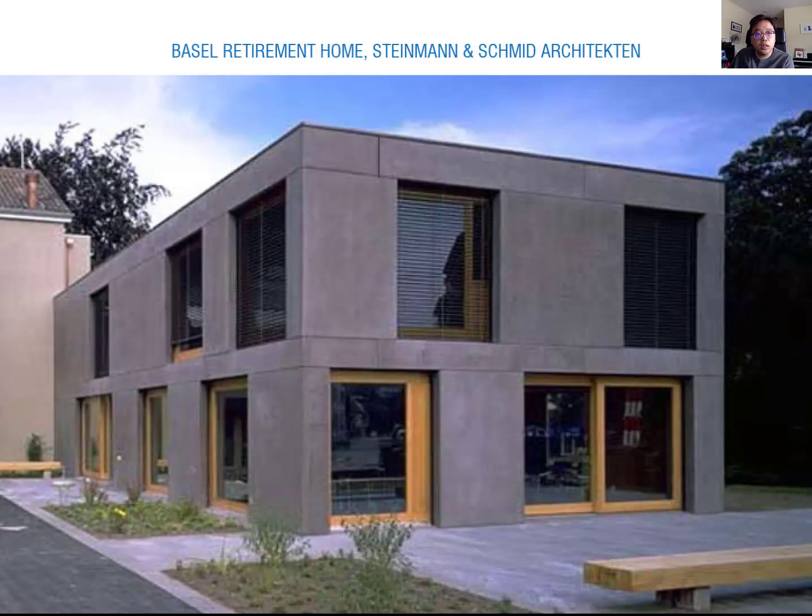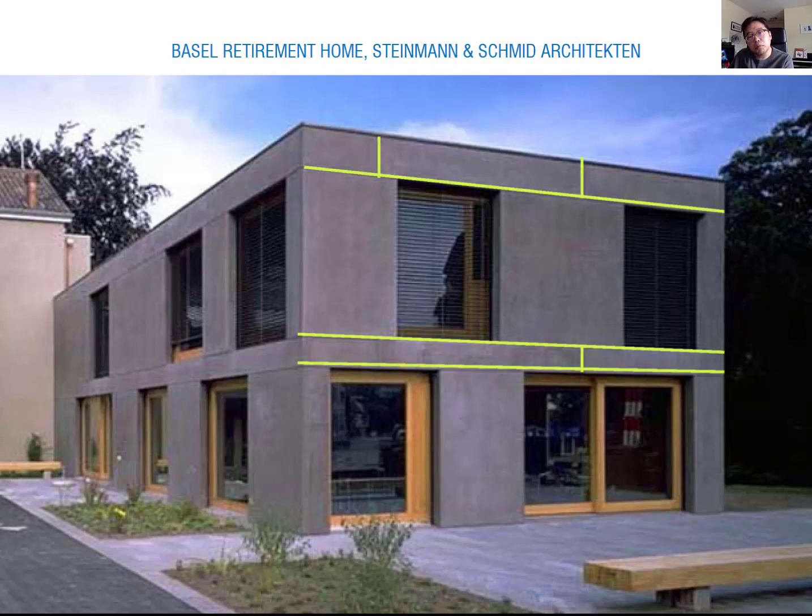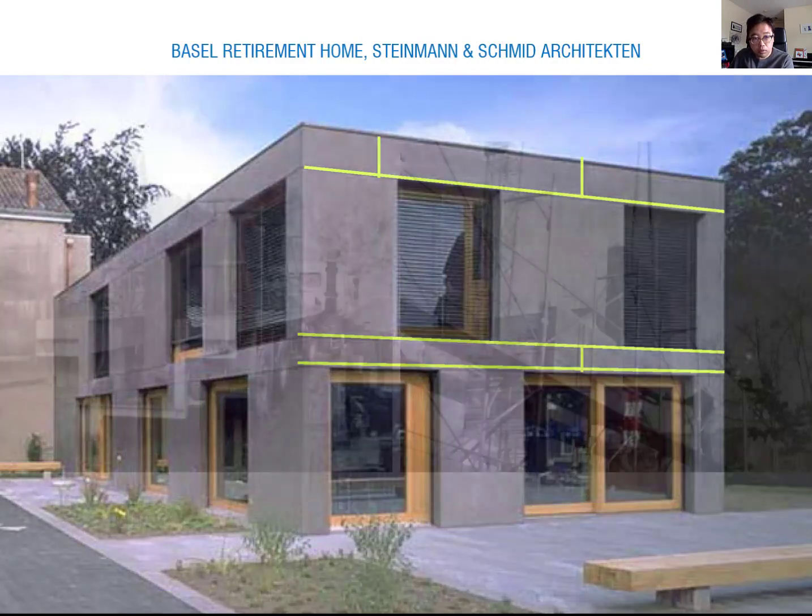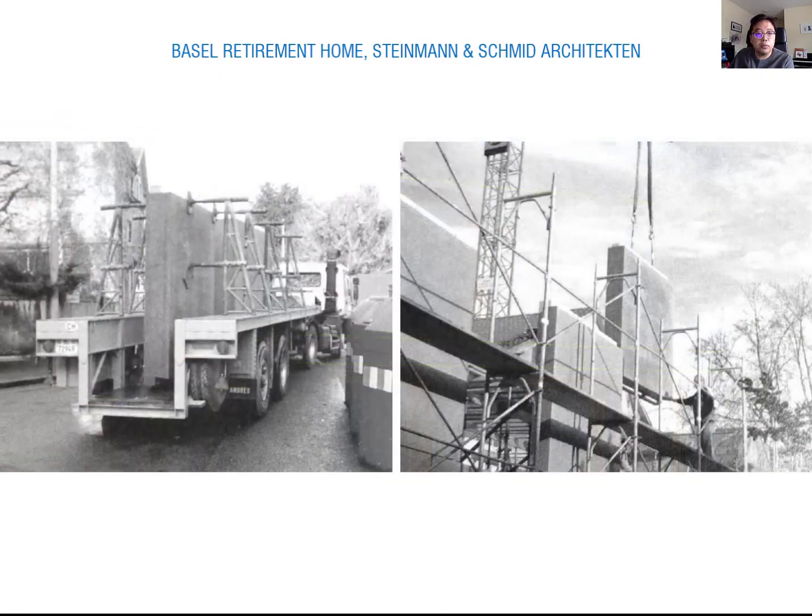The next project is the Basel retirement home. This one is precast because you can see the lots of joints. This is panel 1, panel 2, and panel 3, separating the panels. You see lots of different joints. So this is precast concrete. Everything is made in a factory, simply delivered to the site and assembled on site.